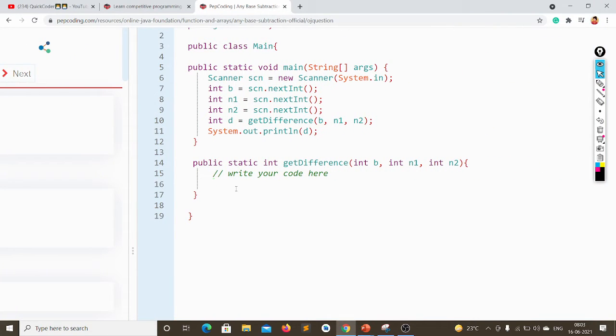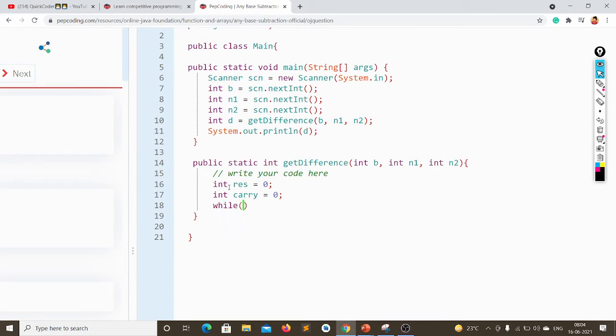Let's start the coding now. So what we have to do is, first of all, we have b, we have n1, and we have n2 in the parameters of this function. So first of all, I'm taking some int result is equal to 0 and int carry is equal to 0, because my carry initially will be 0.